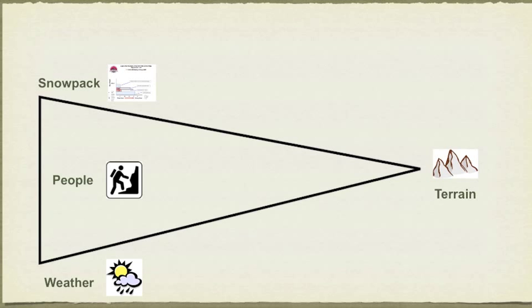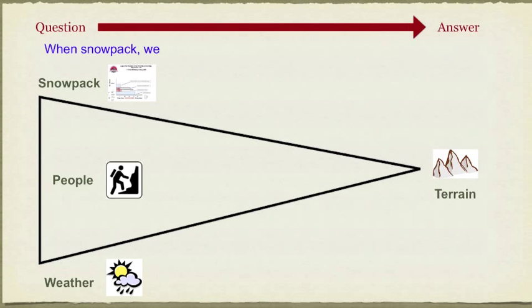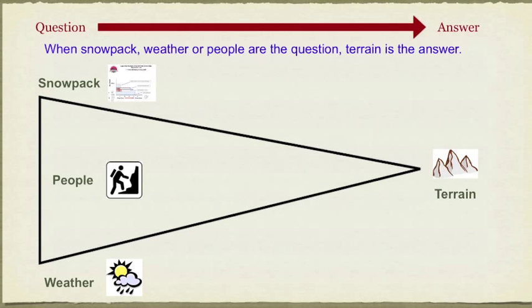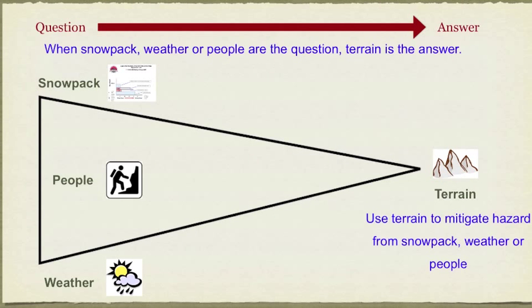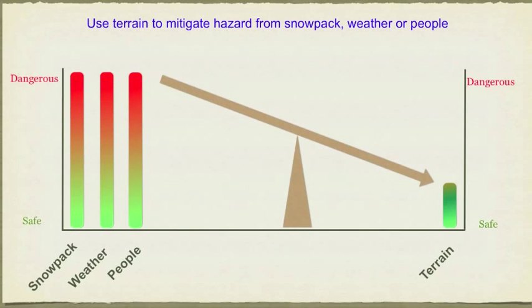Whenever there's a question about snowpack, people, or weather, then terrain is always the answer. So, in other words, we use terrain to mitigate hazard from snowpack, weather, or from people. And let me demonstrate that in another little graphic where we have kind of a teeter-totter between snowpack, weather, and people, and then terrain on the other side.